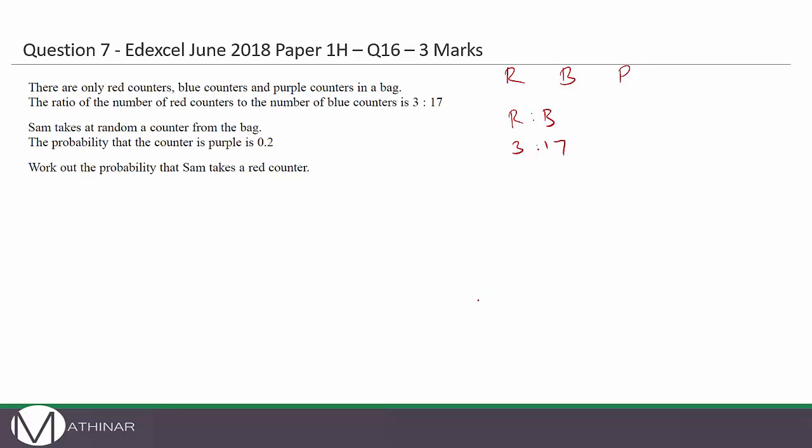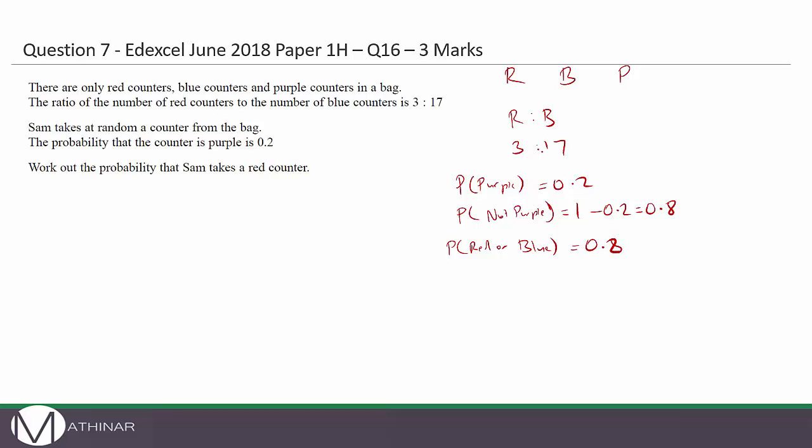Sam takes a random counter out of the bag. The probability that the counter is purple is 0.2. So the probability of purple is equal to 0.2. The probability of not purple is 1 minus 0.2, which is 0.8. Not purple must mean that it's red or blue. So the probability of red or blue is 0.8. Now the number of red counters to blue counters is in this ratio.